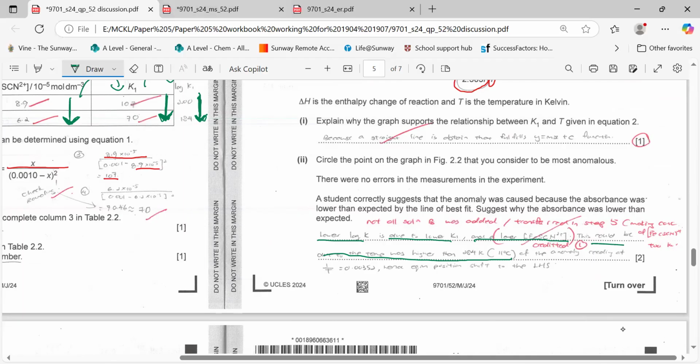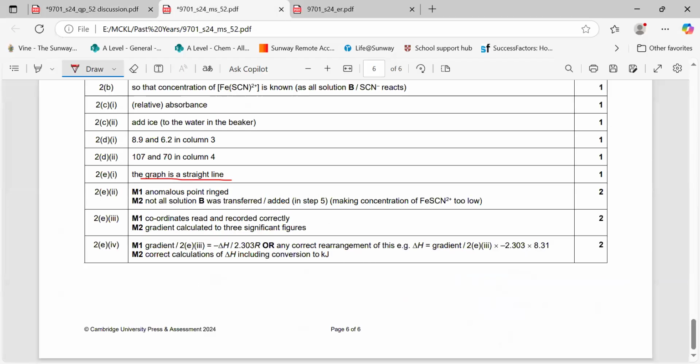Now let's look at what the marking scheme wrote for part 2. They said this: not all solution B was transferred. Okay, that makes the concentration too low. All right. Now, 1 mark when you circle your anomaly, and the second mark is to explain.